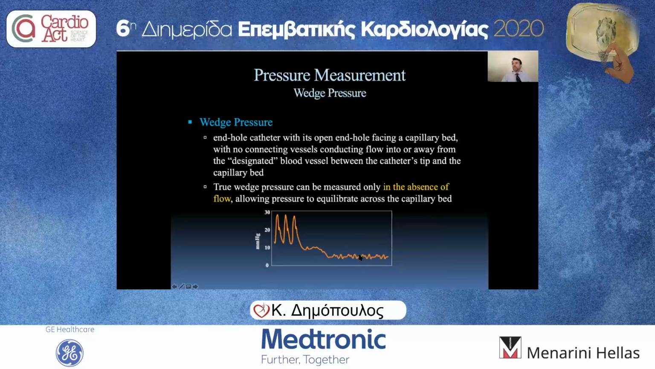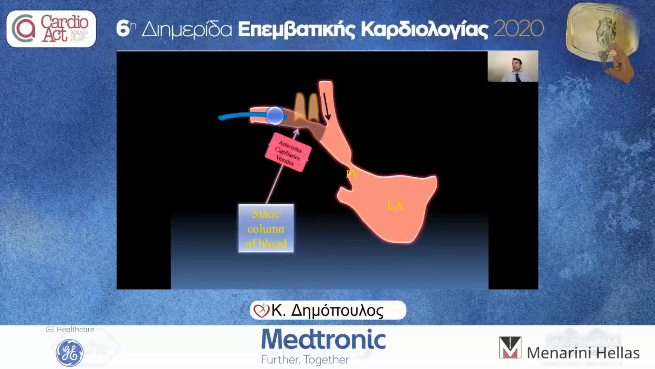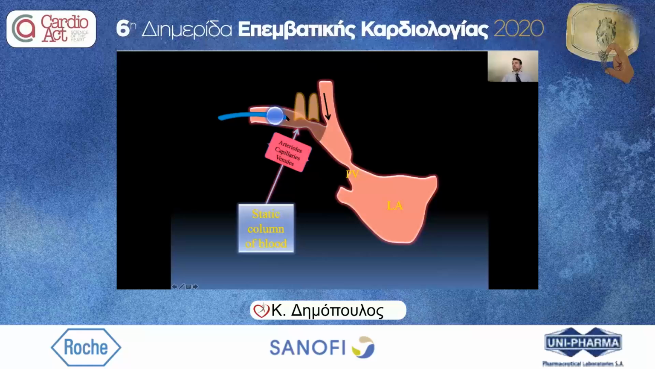You need an end-hole catheter, and you need to have absent flow. You need to see something like this with all the waveforms. So what we are doing, just to remind the more junior people in the room, is that you inflate your balloon, you have your end hole, and you create a static column of blood that goes through the small pulmonary arteries, the capillaries, back to the small pulmonary veins and to the larger pulmonary veins.